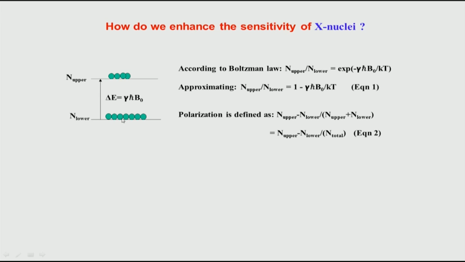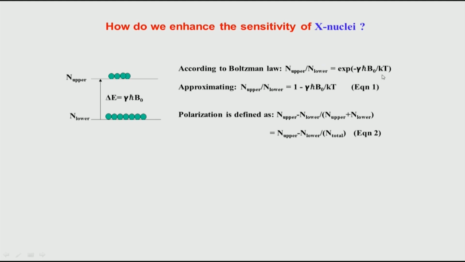The energy gap between these two energy levels is given by this equation: delta E is gamma times h cross times B. This is what we have seen earlier, so this is more like a refresher. Let us look at a little bit of algebra here. According to the Boltzmann law, the ratio of the number of molecules in the upper state, that is with spin minus half, compared to the lower state is given by this expression.